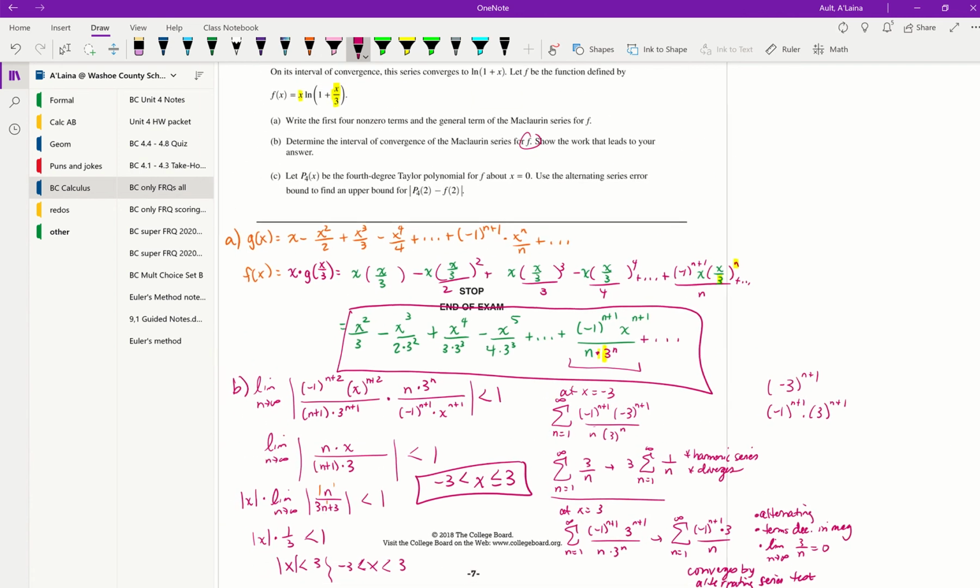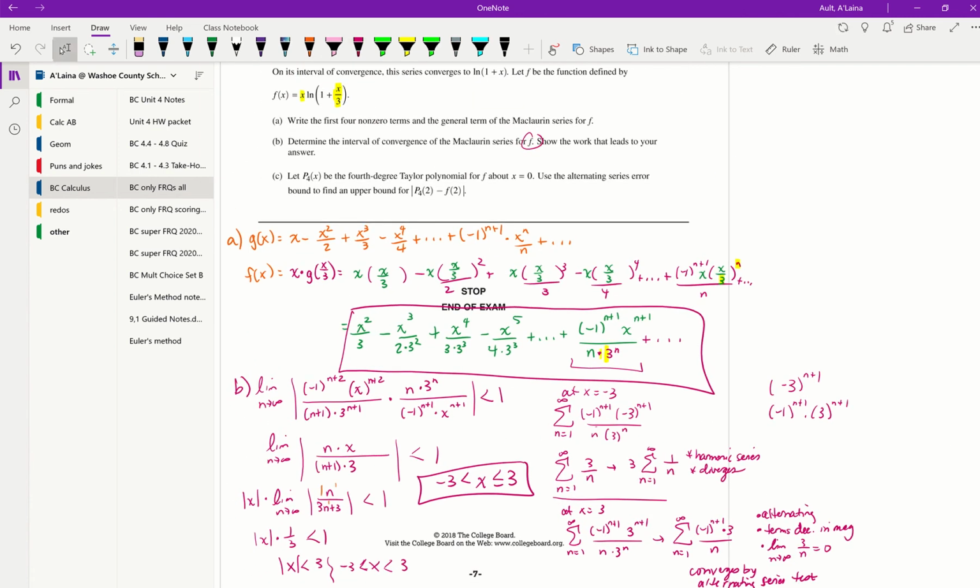Lots going on there. All right, part C. P sub 4 of x is the 4th degree Taylor polynomial for f. Okay, so we're still working with f, our new one, about x equals 0. Use the alternating series bound to show that P sub 4 of 2 minus f of 2 is less than some upper bound. In other words, they're asking us to find the error. We're not finding the interval. We're finding the max error. That's what they mean by upper bound for this.